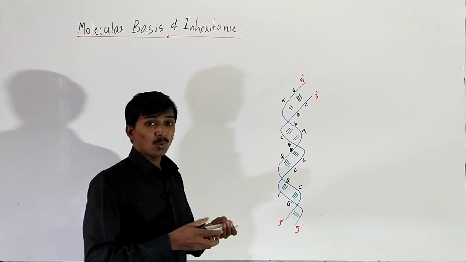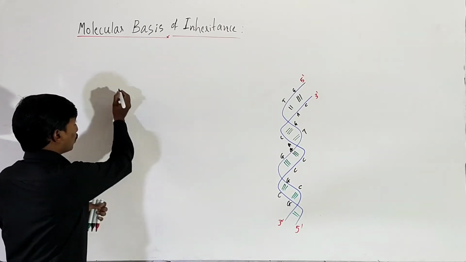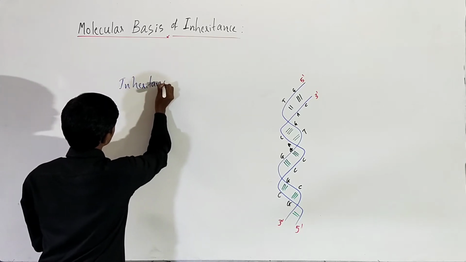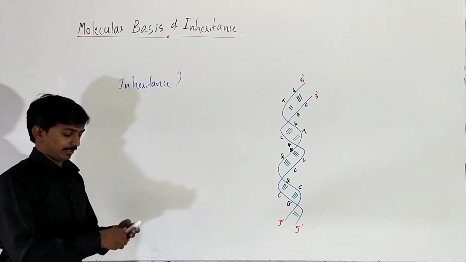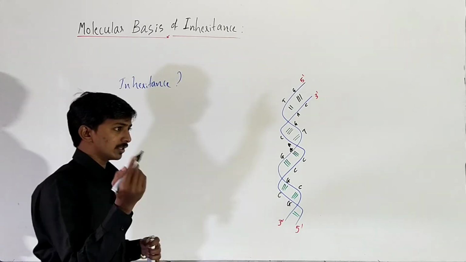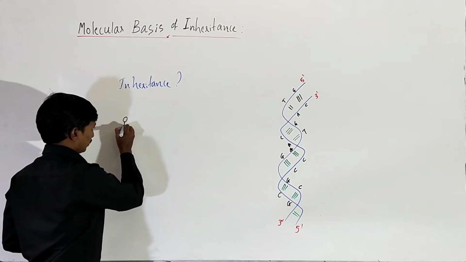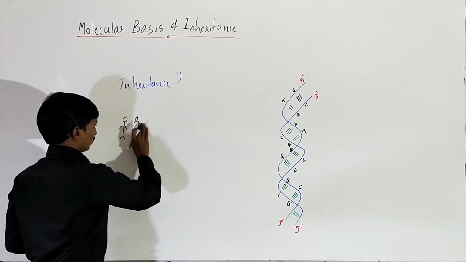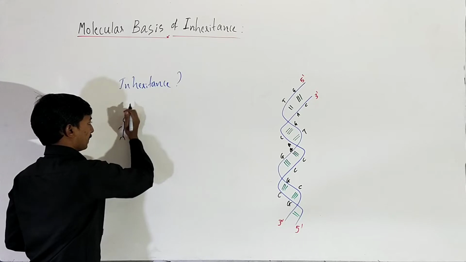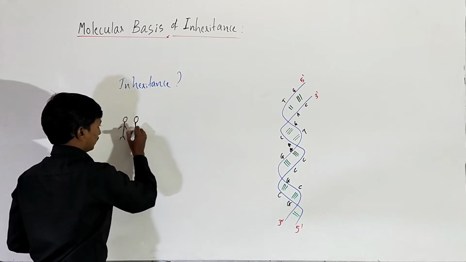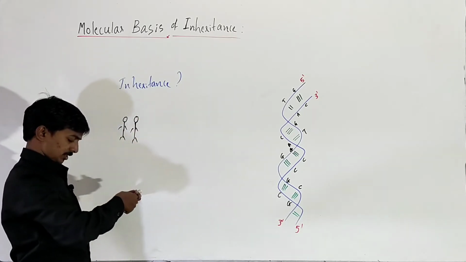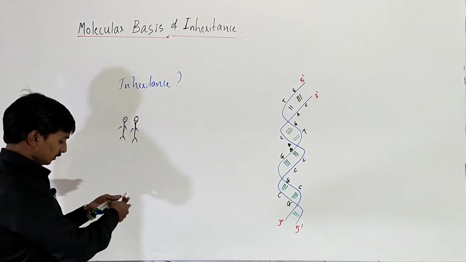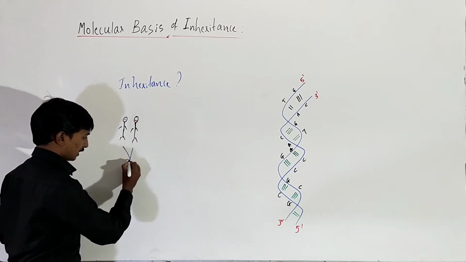Then let us recall what is inheritance. The question is, what is inheritance? So imagine we have two generations. One is the parent generation, two people, imagine a couple. And they have a child.